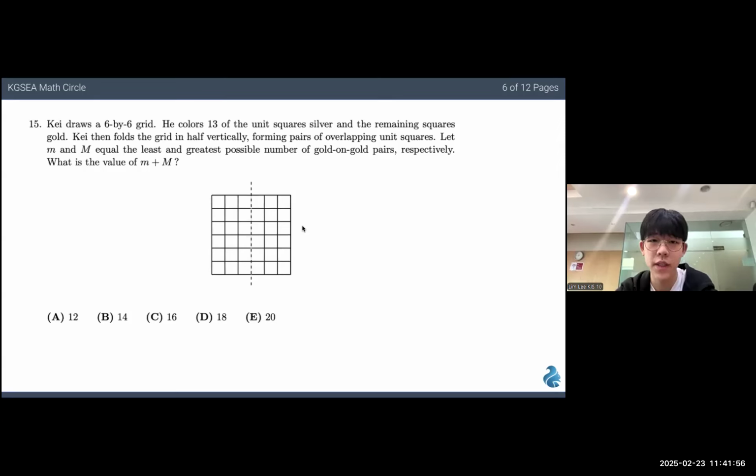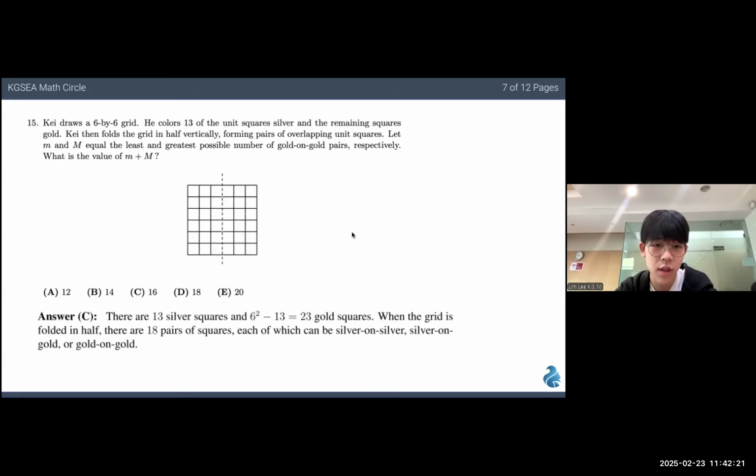This is problem number 15, and I'll give you a few moments to read the problem. I think that was enough time to get a grip on the problem. So let's move directly to the solution. The answer must be C because there are 13 squares and 36 minus 13, which is 23 gold squares.